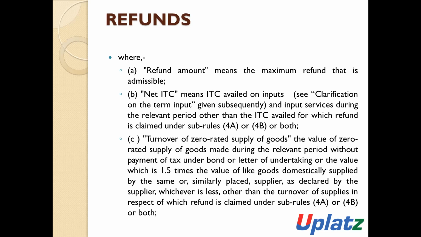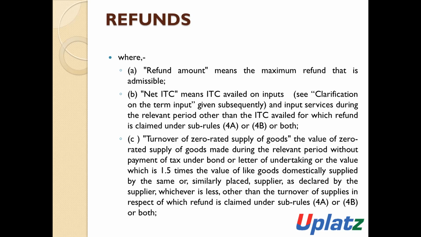Turnover of zero rated supply of goods is the value of zero rated supply of goods which is made during the relevant period without the payment of tax under the LUT or under the bond, or the value which is 1.5 times the value of like goods domestically supplied by the same or similarly placed supplier, as declared by the supplier, whichever is less.